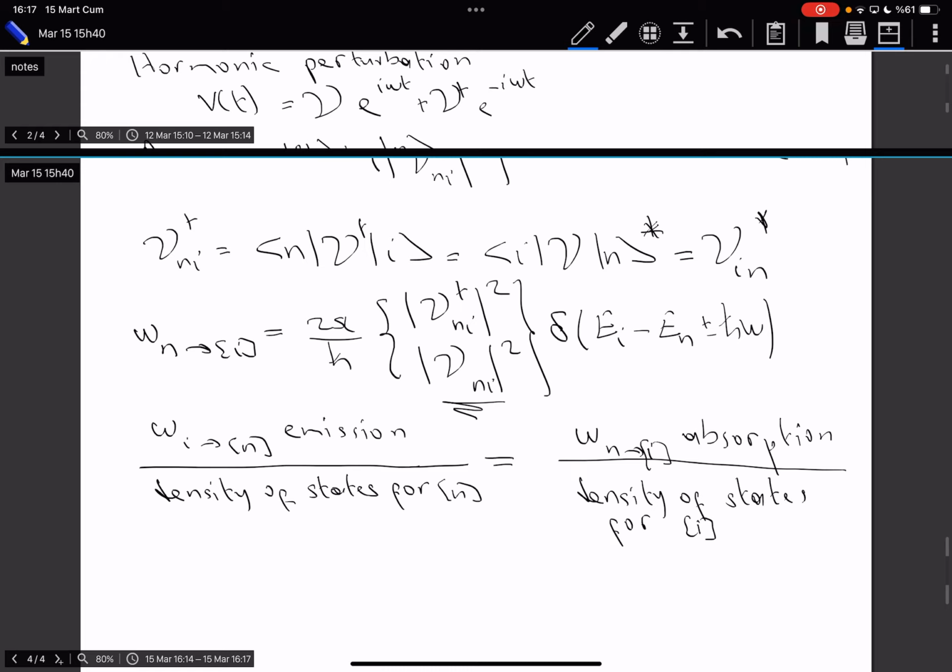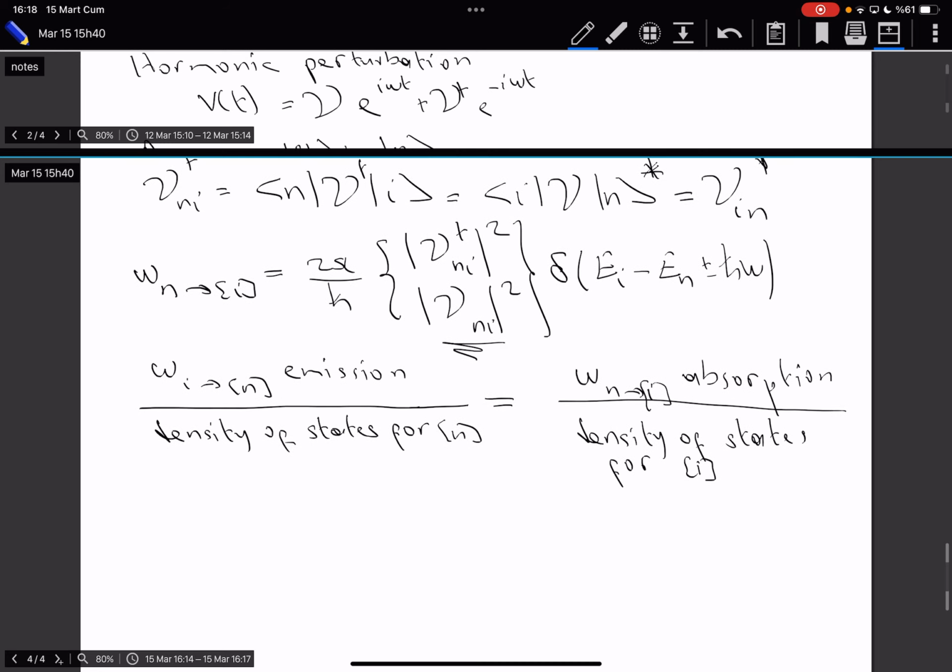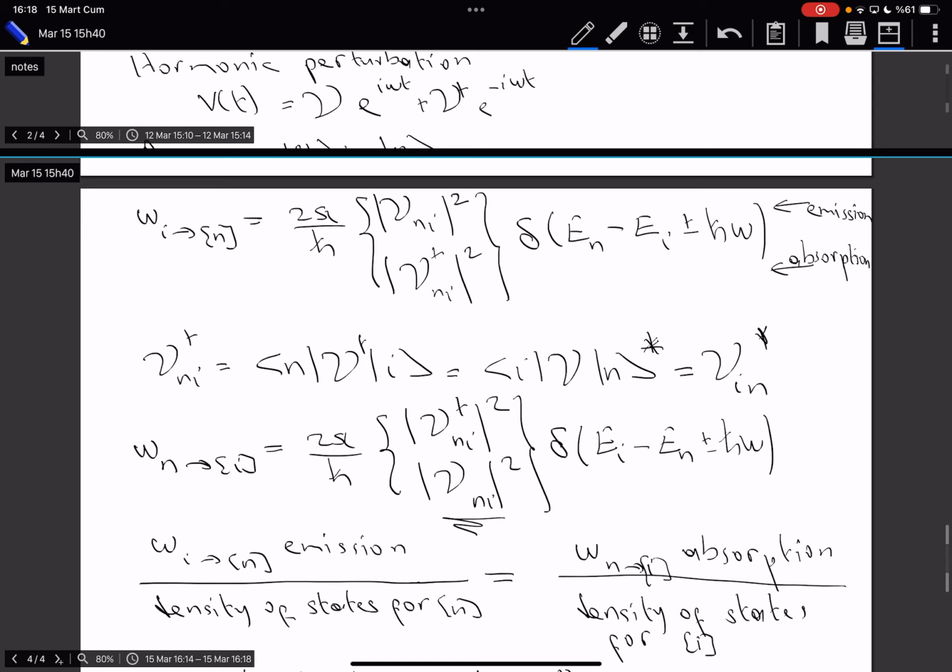So apart from the density of states, the emission and the absorption, they have the same rate. Their difference is due to the density of states, if they are different. So this is called the detailed balance. More or less the probability of emission and absorption are the same, and it's in fact just a direct consequence of this fact.